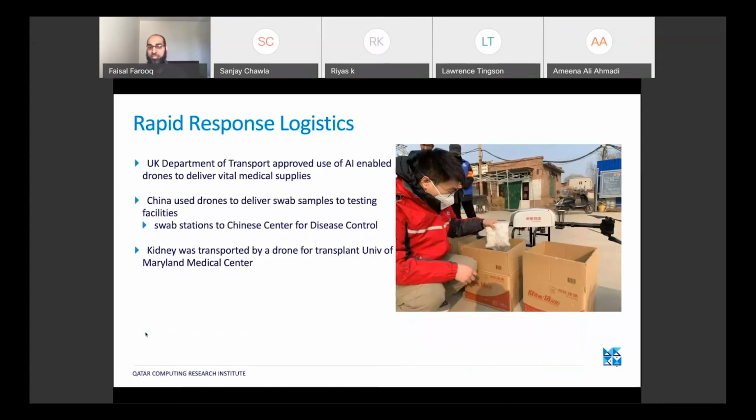UK Department of Transportation approved use of AI-enabled drones to deliver medical supplies, kits, and medications and whatnot. In fact, in China, they used these drones to deliver swab samples. They had many of these testing stations, and they used drones to transport these swab samples from these swab stations to the Chinese Center for Disease Control. And another thing in the past that happened was a kidney was transported by a drone to the University of Maryland Medical Center in the United States.